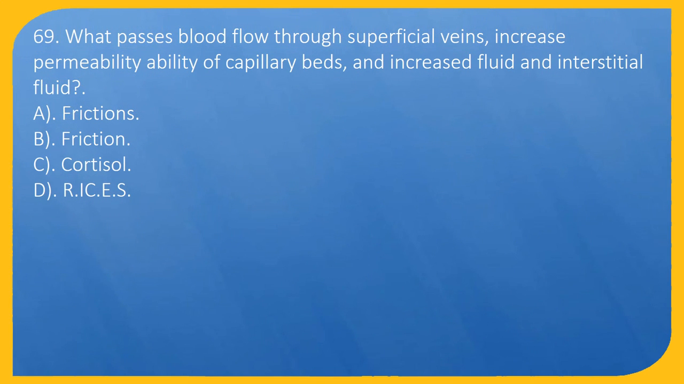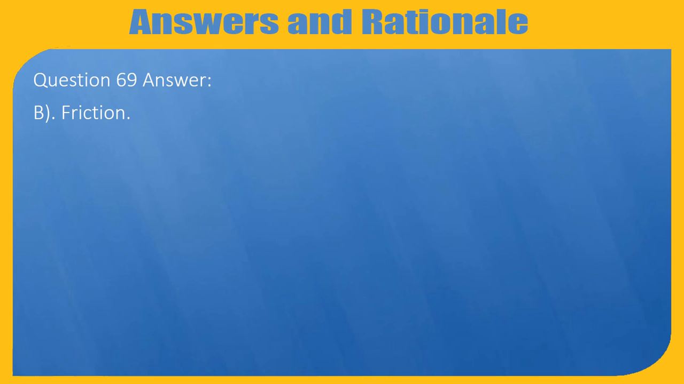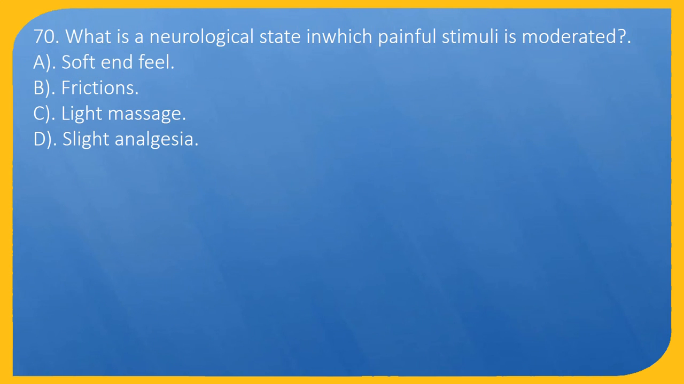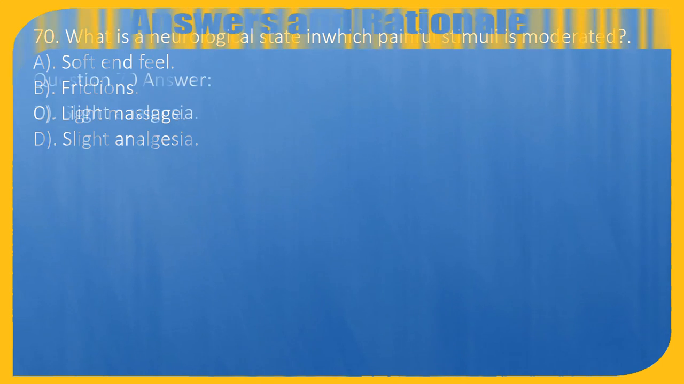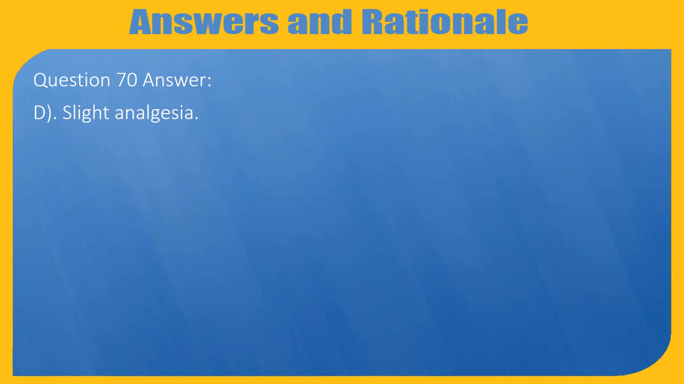Question 69. What passes blood flow through superficial veins, increases permeability of capillary beds, and increases fluid and interstitial fluid? A. Frictions. B. Friction. C. Cortisol. D. Question 69 Answer: B. Friction. Question 70. What is a neurological state in which painful stimuli are moderated? A. Soft end feel. B. Frictions. C. Light massage. D. Slight analgesia. Question 70 Answer: D. Slight analgesia.